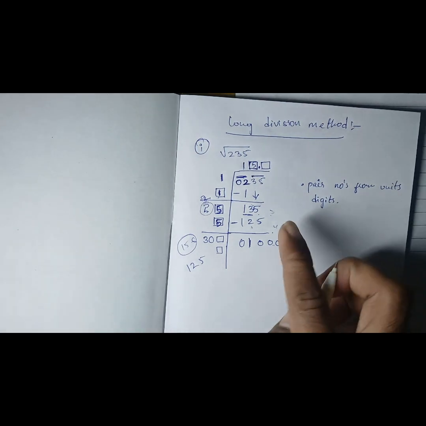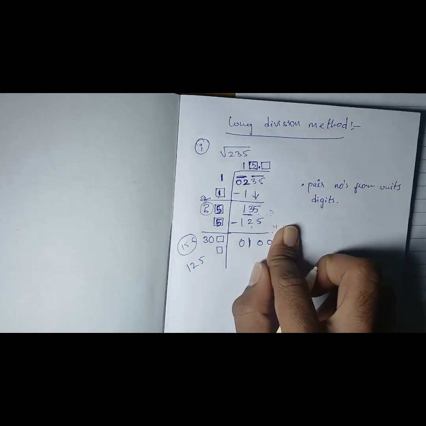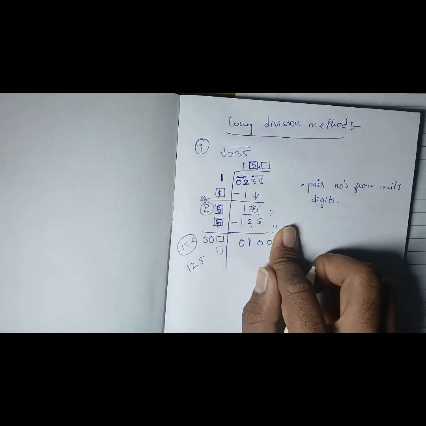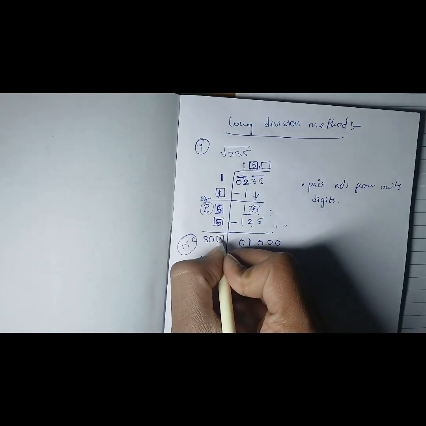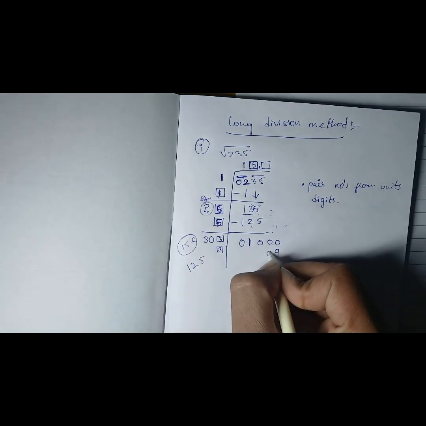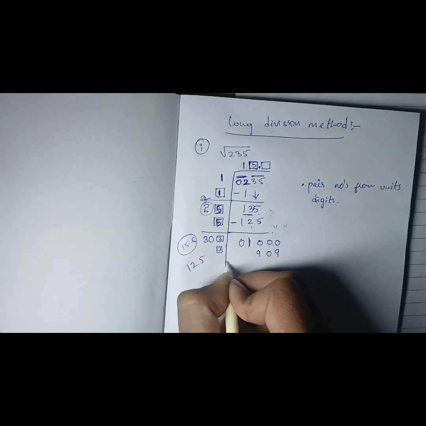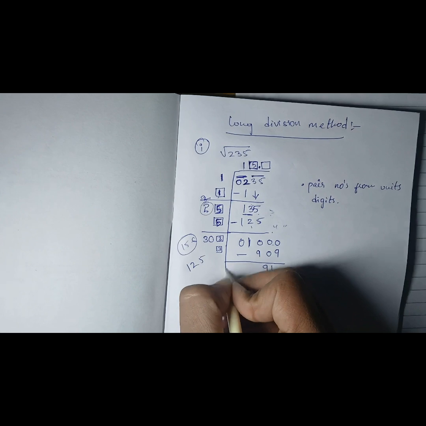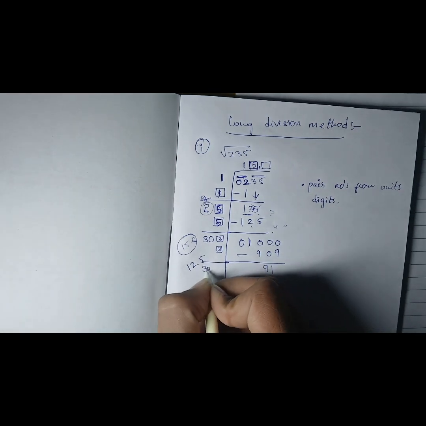Now, as I told you, the trick: close the last digit, which gives 100. 100 in 30, how many times is it divisible? 3 times, that is 90. So keep the 3 here, write the 3. 3 3s are 9, 3 zeros 0, 3 3s are 9. Subtract. We will get 91, and add here 306.